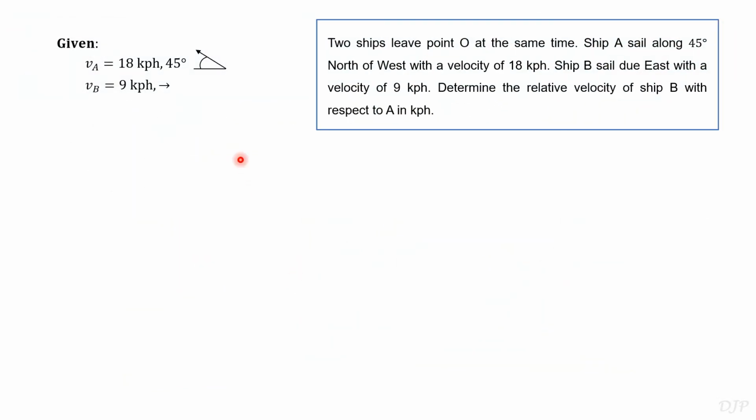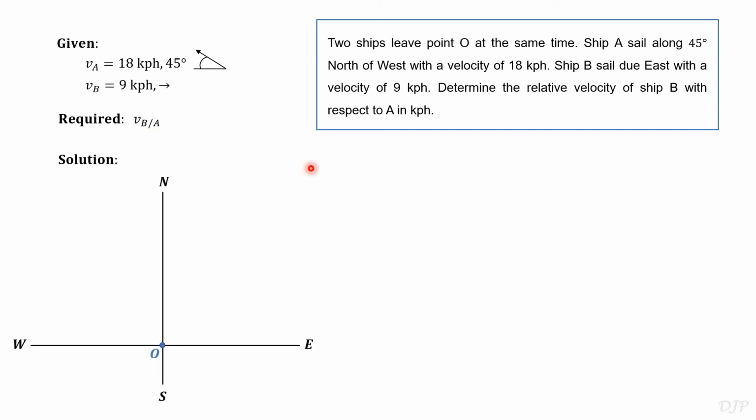So we are given the velocities of ship A and ship B, and by looking at their directions, these two velocities are not existing in one dimension. Then we are required to solve for the relative velocity of ship B with respect to A. So in our solution, we will draw the arrow vectors of velocity of ship A and velocity of ship B.